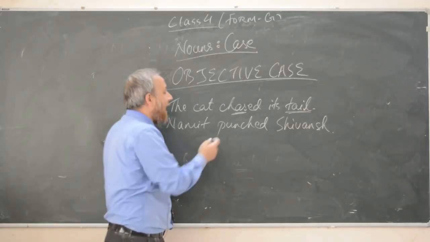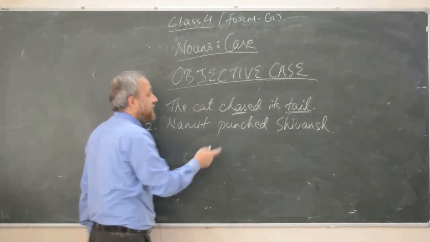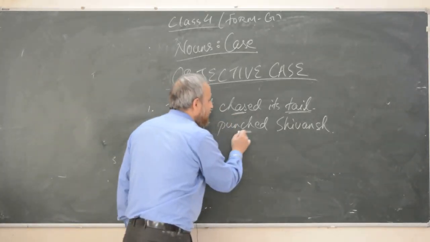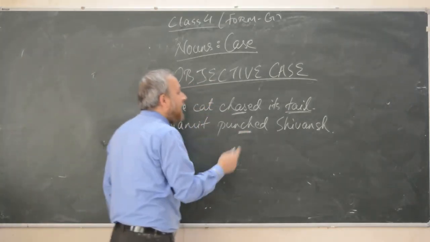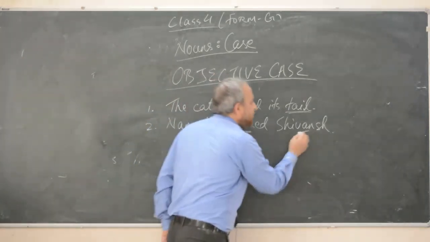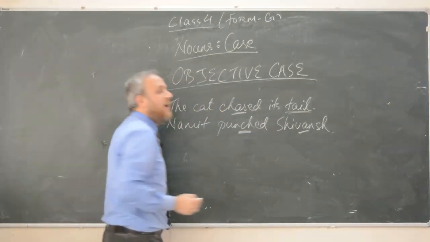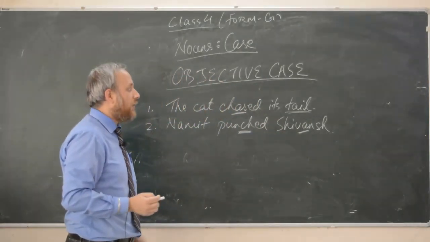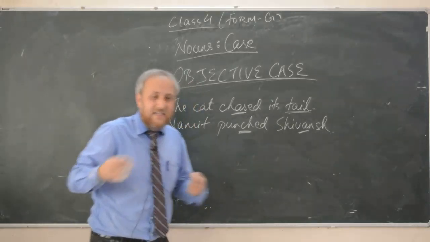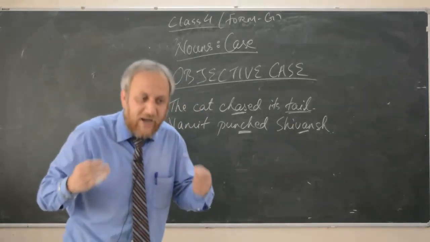Okay. Likewise, you have the second sentence, Namit punched Shivansh. So punched is the verb here. So Namit punched whom? Namit punched Shivansh. So Shivansh becomes the object of the verb. Okay. So now, again, it's very easy for you to find out the object of the verb.